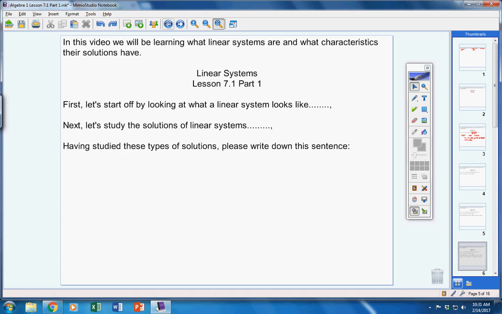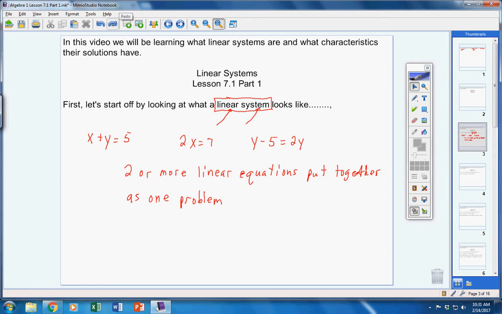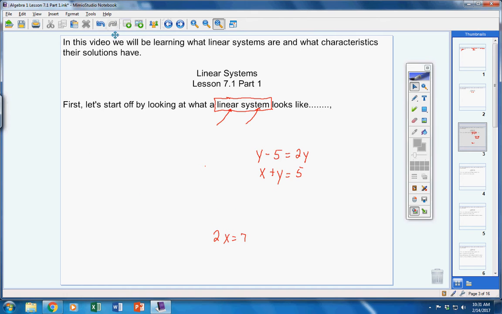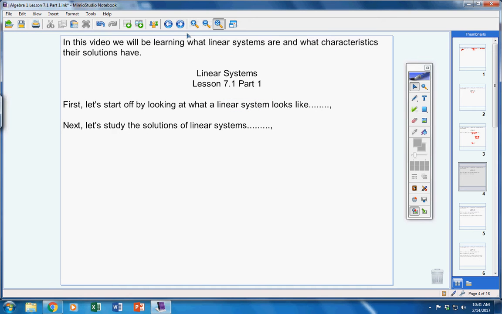Do you understand? Okay, and I've given you a couple examples you can write down in your notes if I've gone too fast. Just rewind, pause the video, and write stuff down. So that's what linear systems look like. Got it? Now let's study the solutions of linear systems.